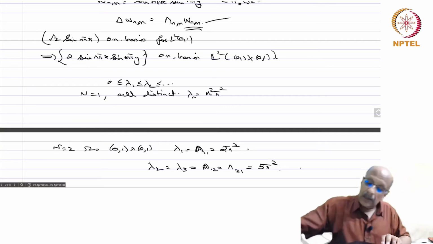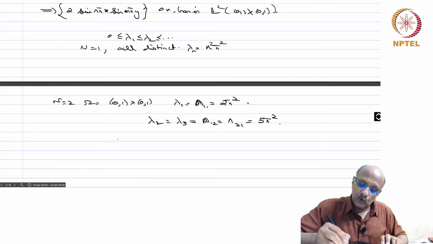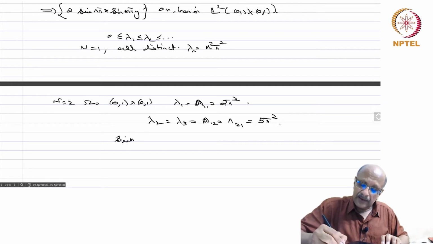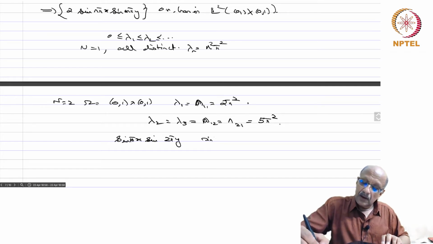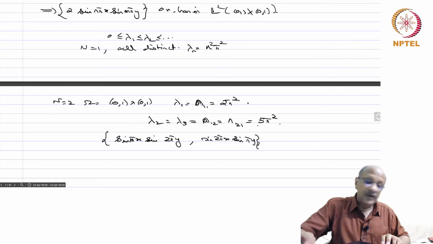So that means this eigenspace has dimension 2, and the eigenvectors which span it are sin πx sin 2πy, and sin 2πx sin πy. So, these are the two basis functions for the eigenspace corresponding to 5π².